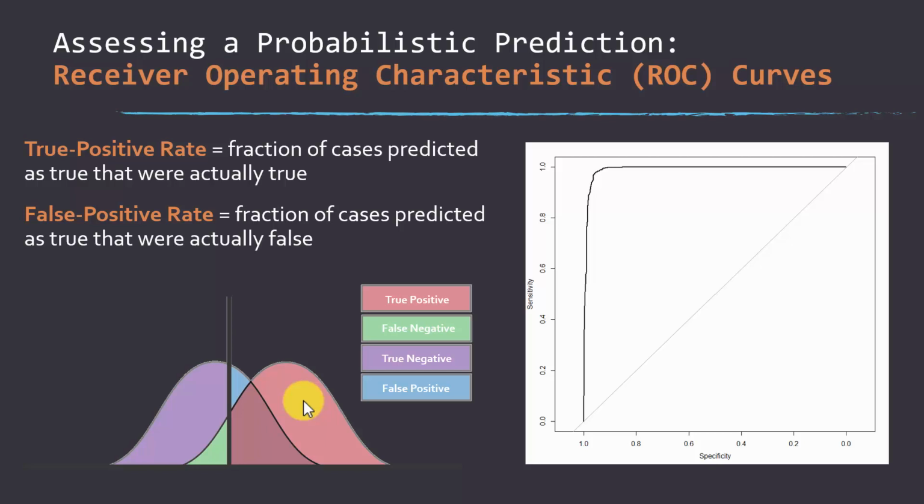Okay, so our last tool for assessing it that we're going to specifically look at is ROC curves, or receiver operating characteristic curves.